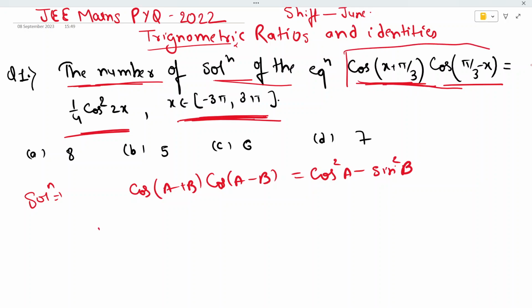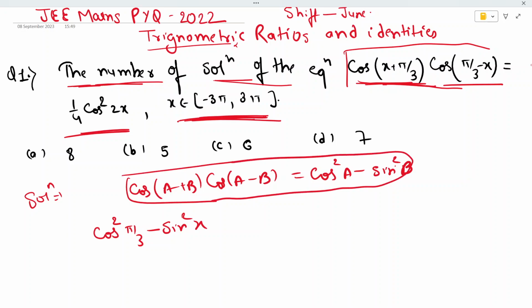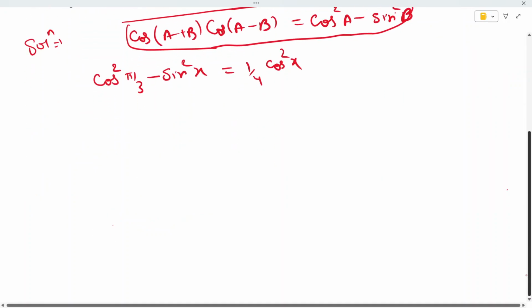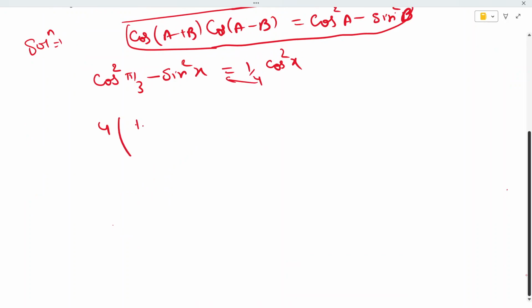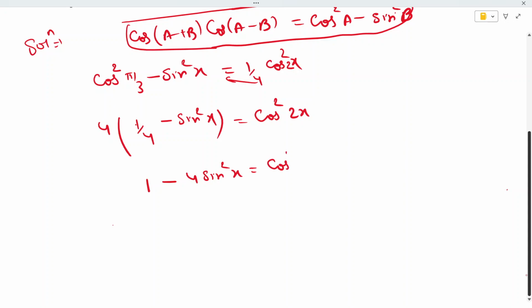What you get? cos²(π/3) - sin²x. Just using this formula, we get the left hand side equal to 1/4, and the right side is cos²2x. Now taking it to the left side, this will be equal to 1/4 - sin²x = cos²2x. Sorry, this is not x, this is 2x. Now that will be 1 - 4 sin²x equal to cos²2x.